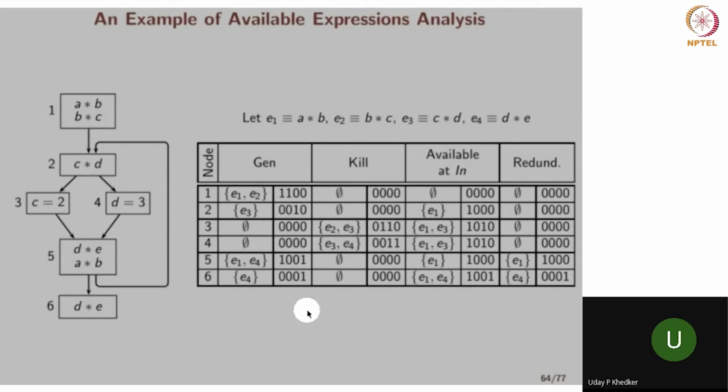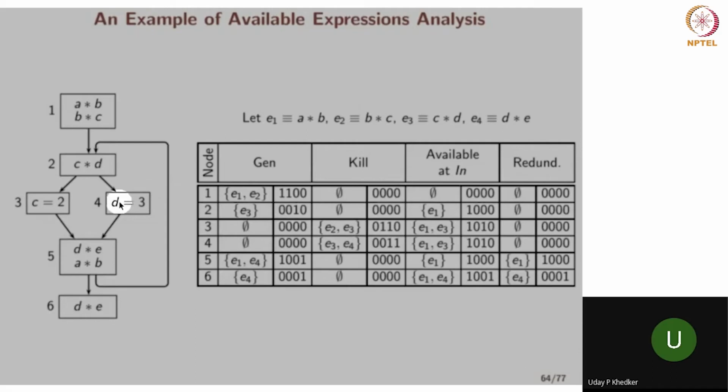So we're talking about gen and kill. So here we have the simple program. In basic block 1, the availability of A star B is being generated. In basic block 2, the availability of B star C and C star D is being generated, which is E3. In basic block 3, we have an assignment to C, and therefore it will kill E2, which contains C, and it will kill the availability of E3, which contains C star D, which contains the variable C. So therefore, basic block 3 kills E2 and E3.